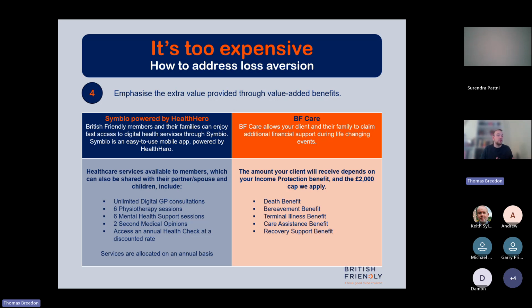And as I said, your client's family members, husbands, wives, children can also use that application as well. So really highlight the added value benefits, if you ever get that objection. And just to mention it, because you've got to mention it, we did win the Cover Excellence Award last year, 2025, for outstanding added value. So there you go, with the extra benefits your client gets with British Friendly. You've got to shout about that, haven't you, if you win an award.